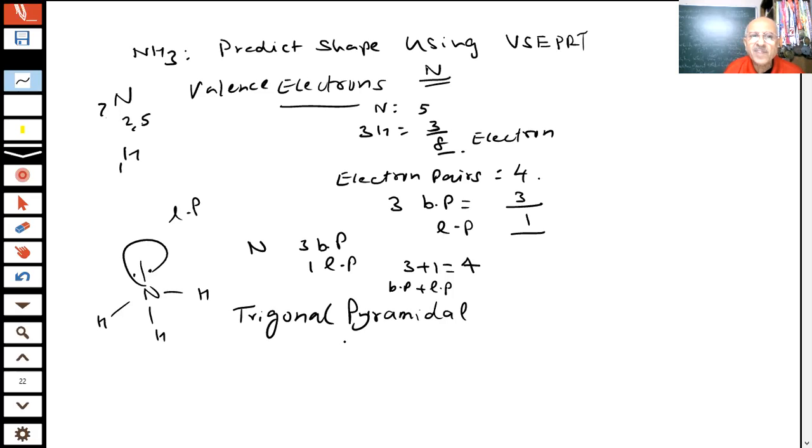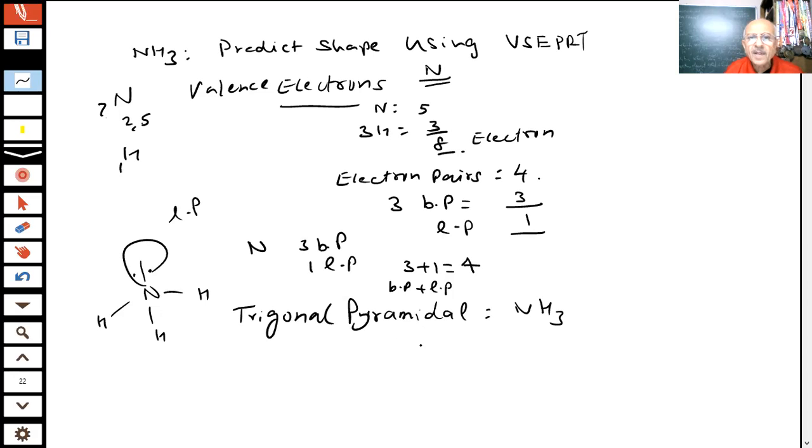So the ammonia shape is trigonal pyramidal, and this bond angle will also be reduced because there will be lone pair bond pair repulsion. The bond angle will also be reduced. Therefore, the shape of ammonia is, students, trigonal bipyramidal. Okay? Convinced?